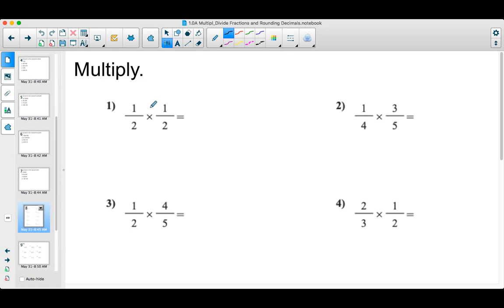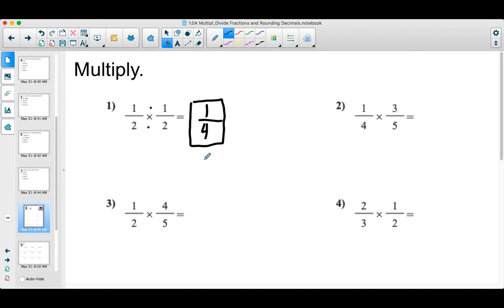We take 1 times 1 is equal to 1. 2 times 2 is equal to 4. So I look at 1/4 and say, is there any way I can make it smaller? Well, 1 is the smallest it can go. 4 can't be broken down into anything that 1 can be broken down into. So this is our final answer. If you have time, pause it right now. Try out number 2.